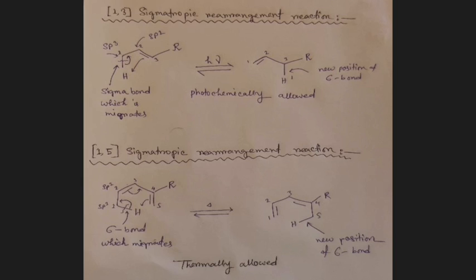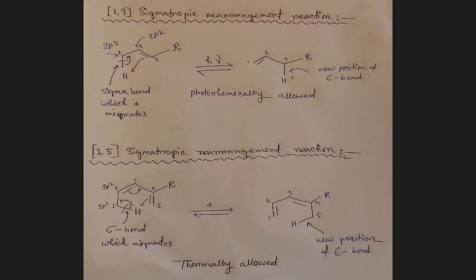First, let's see how a 1,3 sigmatropic shift is named. In naming, we start from the sp3 carbon and number in two directions from there: 1, 2, 3. The hydrogen will be number 1. In this rearrangement, the carbon-hydrogen sigma bond migrates. Number 1 hydrogen has migrated to the number 3 carbon, and finally a new bond is formed from 1 to 3. So this is called a 1,3 sigmatropic rearrangement.